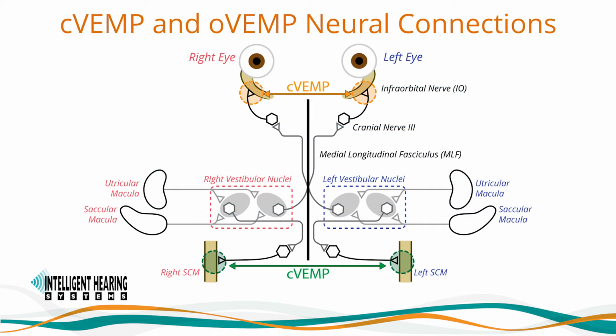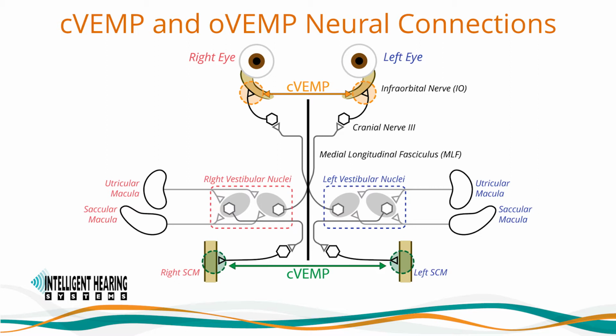Here is a different diagram to show the cVEMP and oVEMP pathways together. For oVEMPs, the nerve impulses travel from the vestibular nerve to the vestibular nucleus and then to the inferior oblique ocular muscle and inferior rectus via the medial longitudinal fasciculus. These are known as ocular VEMPs or oVEMPs and are recorded contralaterally.